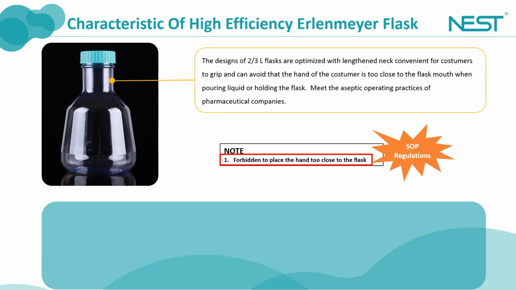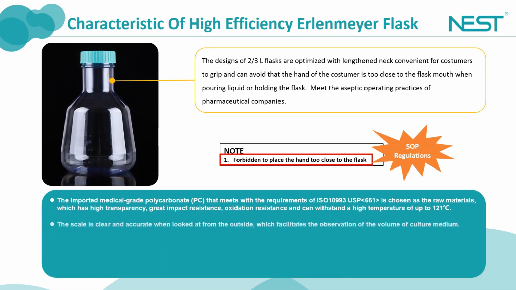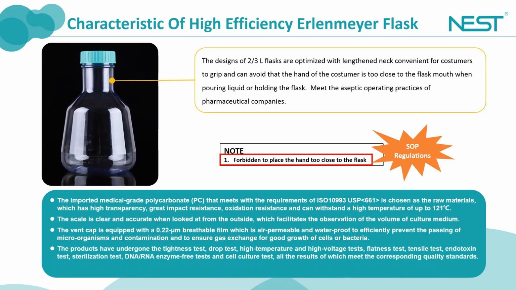The difference between the 2-liter, 3-liter, and 5-liter high-efficiency Erlenmeyer flasks is that the former ones have no handle and the user should hold the bottleneck when pouring. Many pharmaceutical companies have stipulated in their SOPs that it's forbidden to place the hand too close to the flask opening to prevent the hand from coming in contact with the opening and causing risks. The lengthened bottleneck design of the NEST Flasks has eliminated this risk.